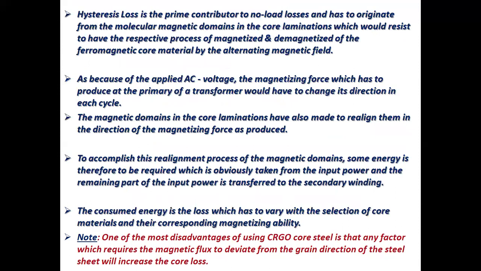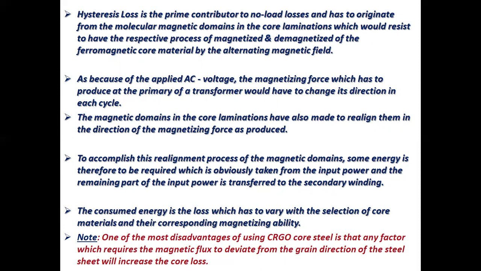Hysteresis loss is the prime contributor to no-load losses and originates from the molecular magnetic domains in the core laminations, which resist the process of being magnetized and demagnetized in the ferromagnetic core material by the alternating magnetic field. Because of the applied AC voltage, the magnetizing force produced at the primary of a transformer has to change its direction in each cycle.